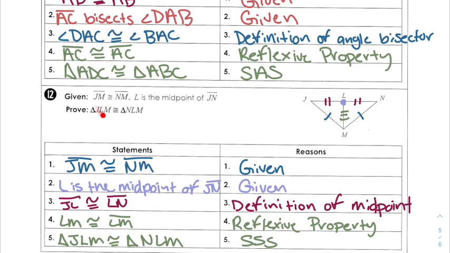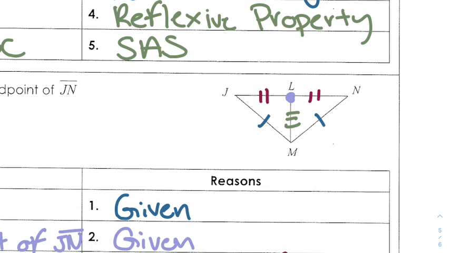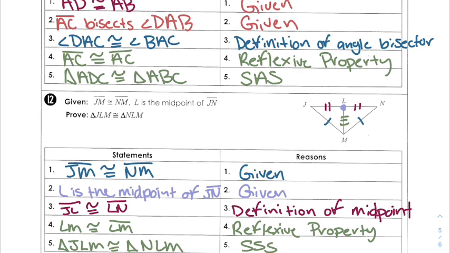And then it didn't really give us anything else, and I can't go off anything else. So I had to look at my diagram. Okay? Well, I noticed that triangle JLM and triangle NLM both share one side together, which is line LM. So line LM is congruent to line LM due to reflexive property, okay? That's when a side is congruent to itself. And since now I have three pairs of congruent sides, triangle JLM is congruent to triangle NLM due to side, side, side. And that's it.